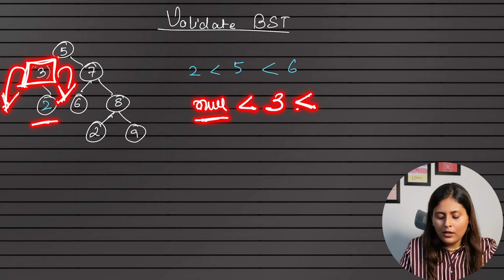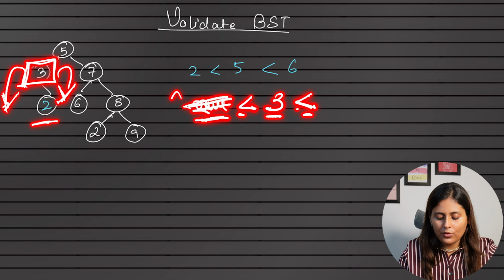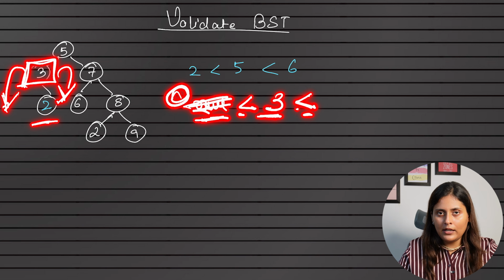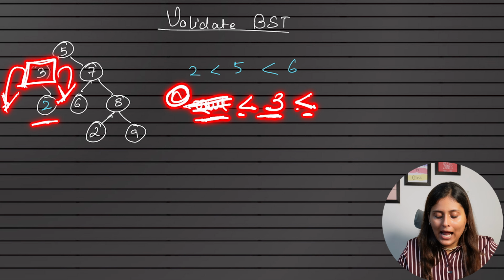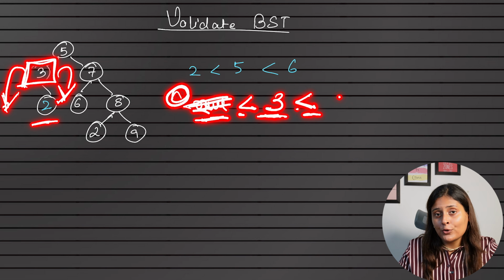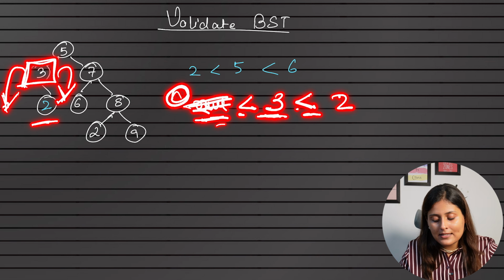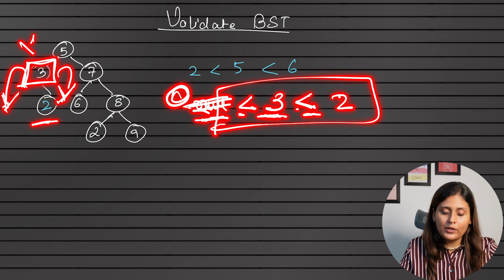Now if it is null, because we have to compare with an integer, just send 0. So 3 is greater than 0, yes, and 3 should be smaller than the minimum value from the right side, which is 2, and hence this is not following the rule. So 3 is not following the rule.